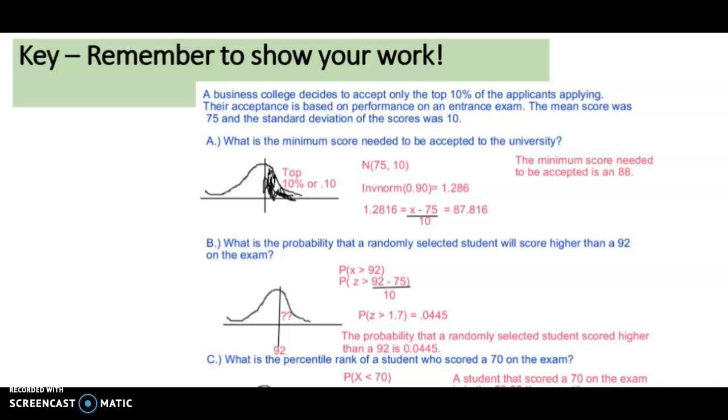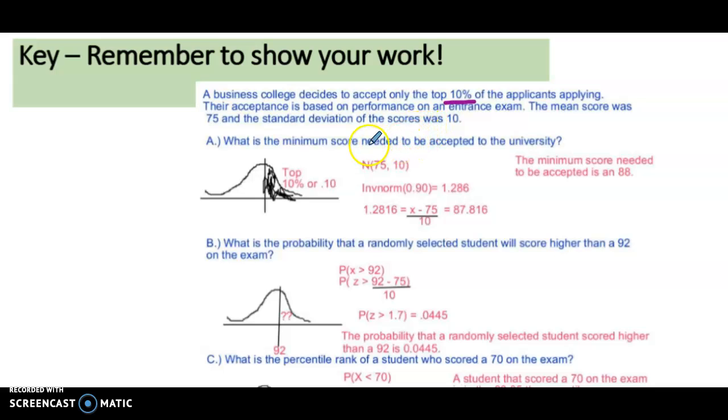All right, next let's go over question 2. Question 2 says a business college decides to accept only the top 10% of the applicants applying. Their acceptance is based on performance on an entrance exam. The mean score is 75 and the standard deviation is 10.